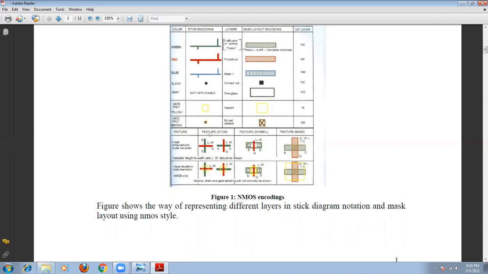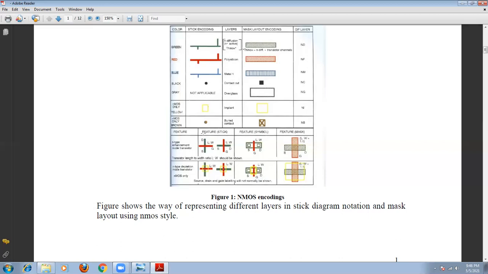Okay, we must require a contact. In order to join two same layers, there is no need of any contact. Whenever two same layers join together, you can directly connect them with no contact. But whenever you use two different layers, for example, if you want to join metal and diffusion, you require a contact. Or, to connect diffusion or polysilicon, you make a contact.